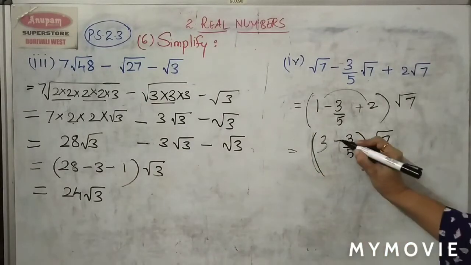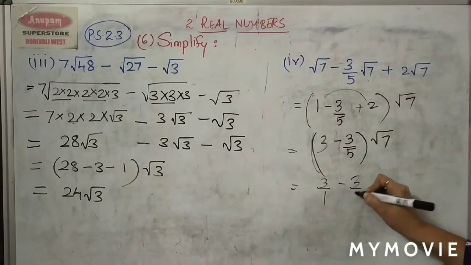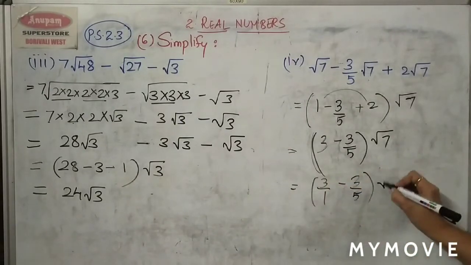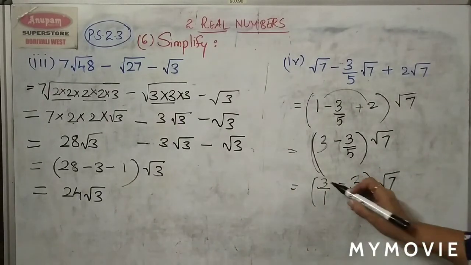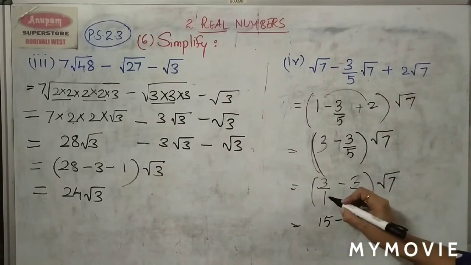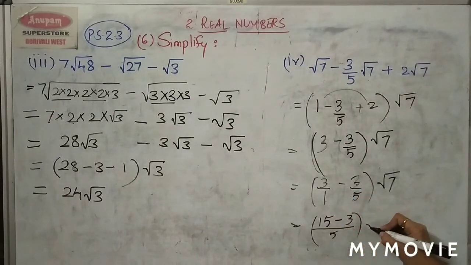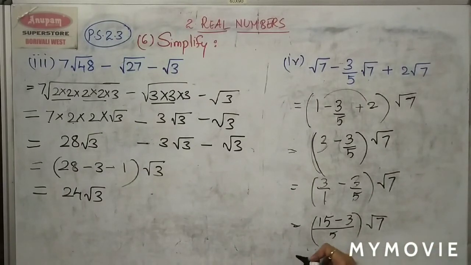Now, when you have to solve this, you can take this as 3 upon 1 minus 3 upon 5, into root 7. Now, how will you solve this? You can cross multiply. 3 fives are 15 minus 1 three is 3, and 1 five is 5, and square root of 7. So 15 minus 3 is going to be 12 upon 5 square root of 7. This is your final answer.